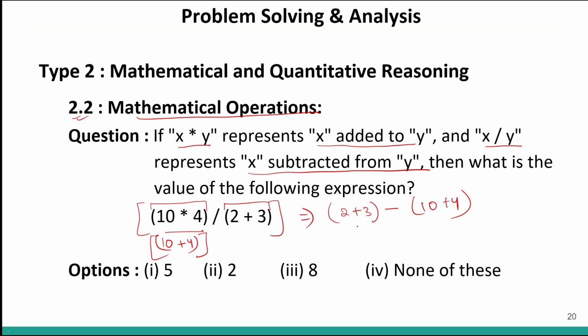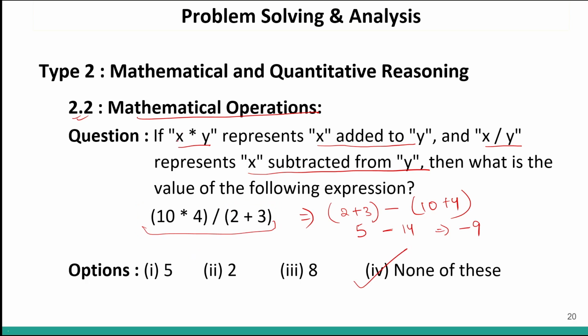Now I have to solve this. So this will be 5. This will be 14. So 5 minus 14 will give me minus 9. So the answer will be option number 4, none of these. So you understand what we did in mathematical operations? Basically, we were given an equation. This is the equation that we were given.